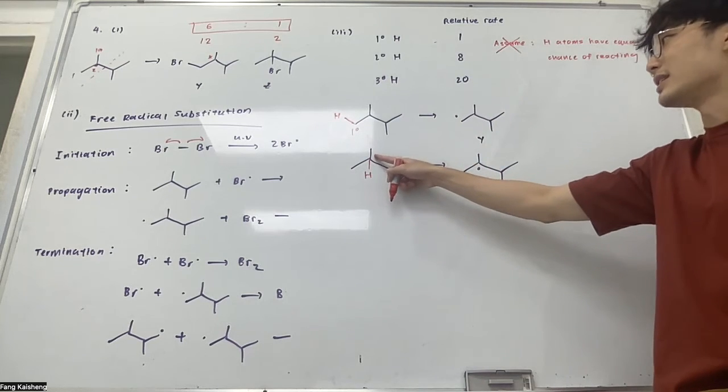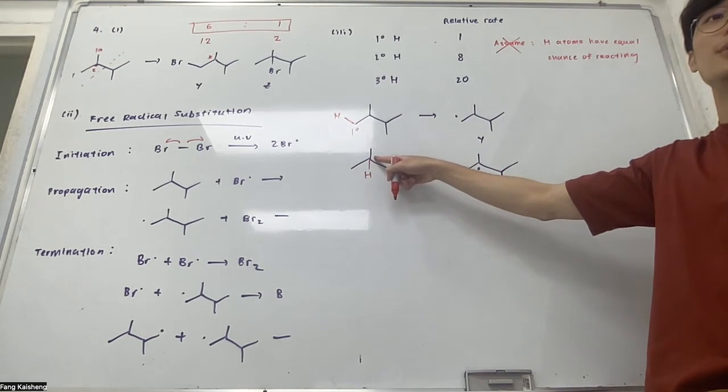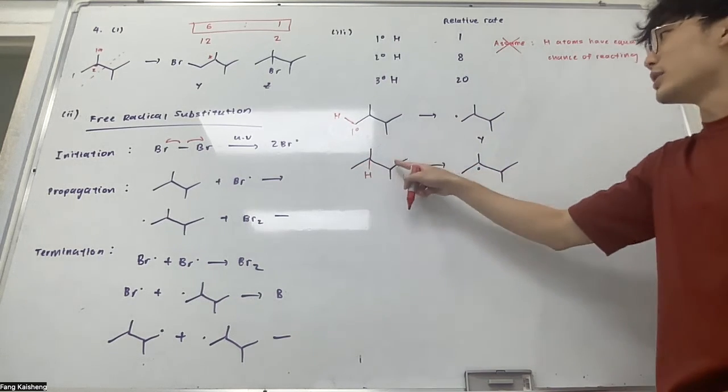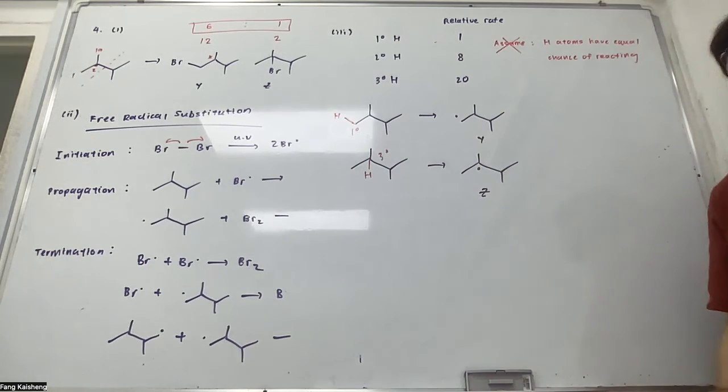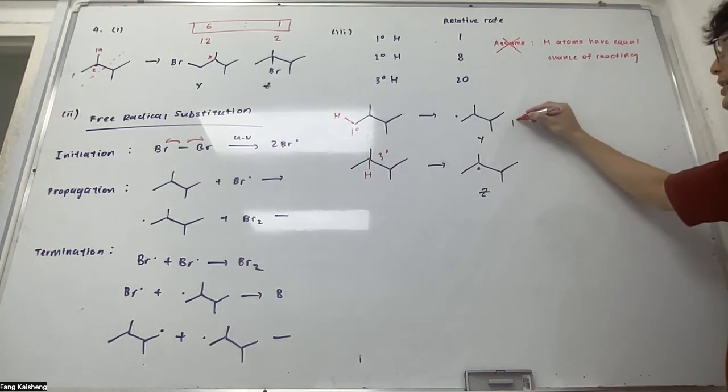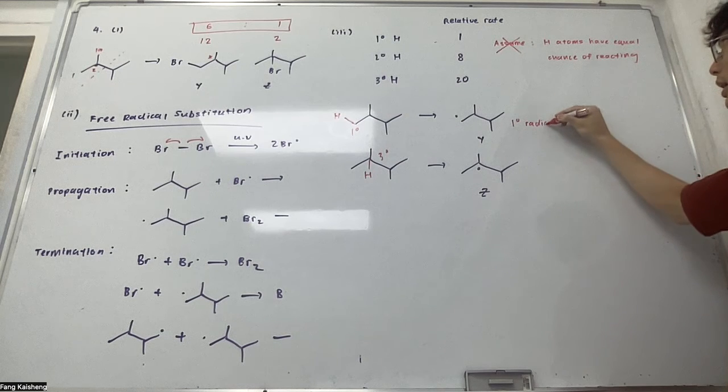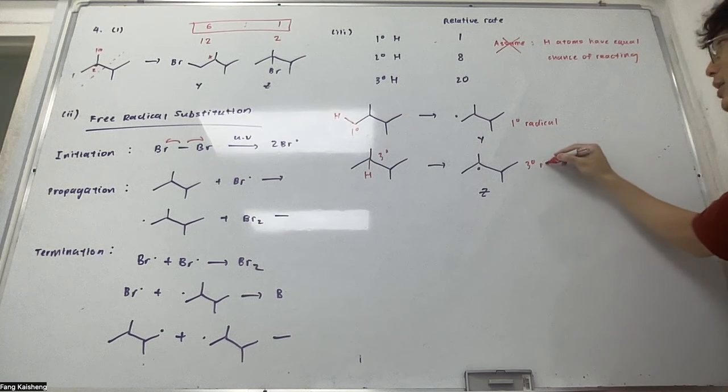Now this one is the one. This hydrogen is bonded to this carbon. How many other carbons is it bonded to? 1, 2, 3. So this is a tertiary hydrogen. In other words, likewise, this is also known as a primary radical. And this forms a tertiary radical exactly.